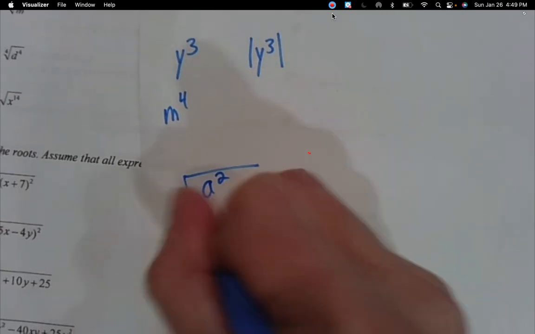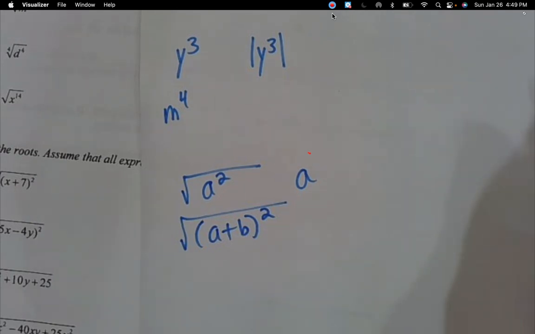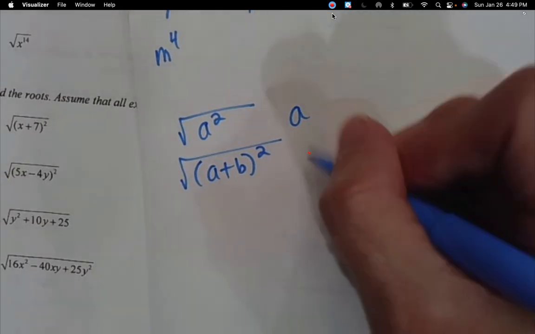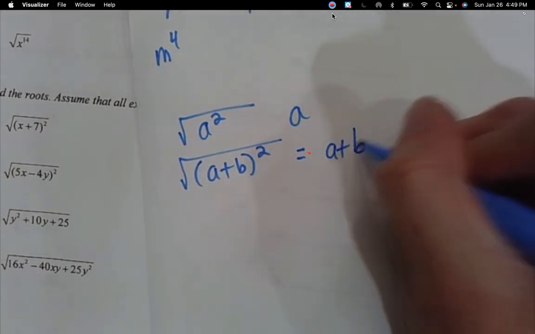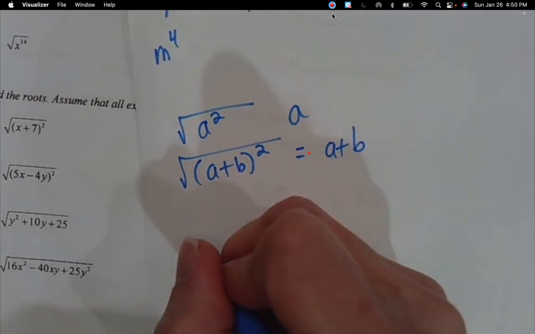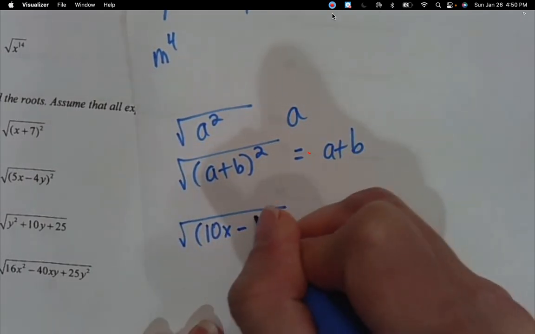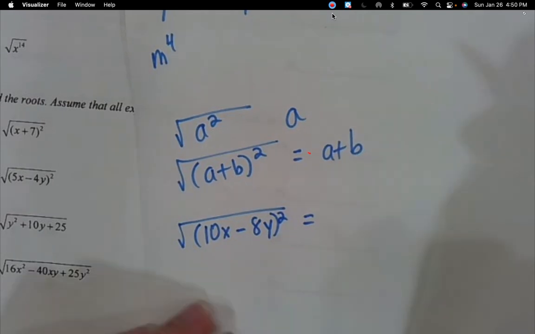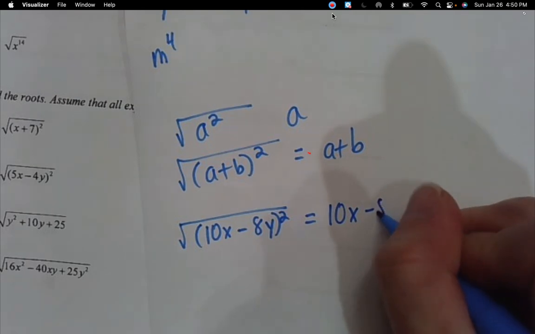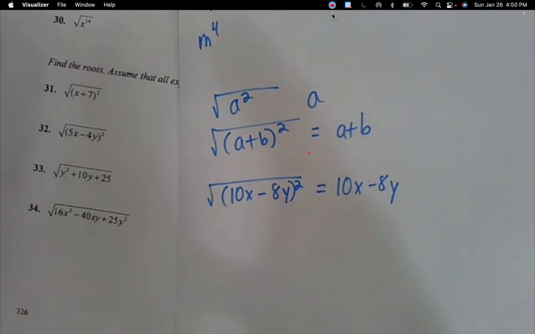Okay, so if I have the square root of a plus b, and that is squared, what happens is the squares cancel out. So the square root and this square cancel out, and I would get a plus b as my answer. So your answers on 31 and 32 are just very basic. Let me do another one. The square root of 10x minus 8y squared. Well, your square root and your square are going to cancel out, and you get 10x minus 8y. Okay, those are inverse type functions, so square roots and squares cancel out.